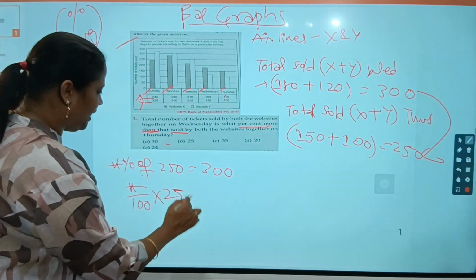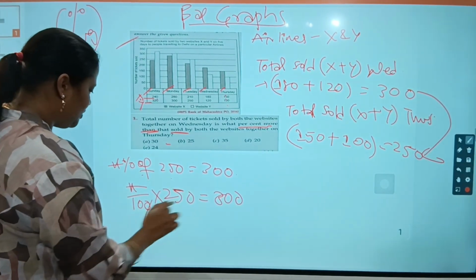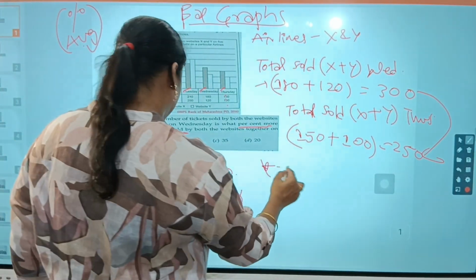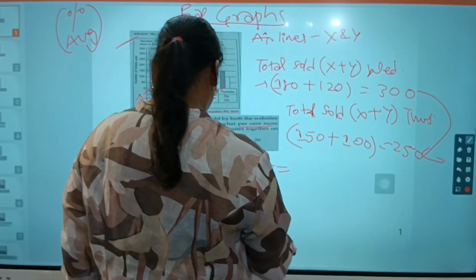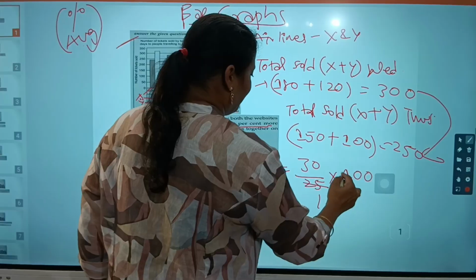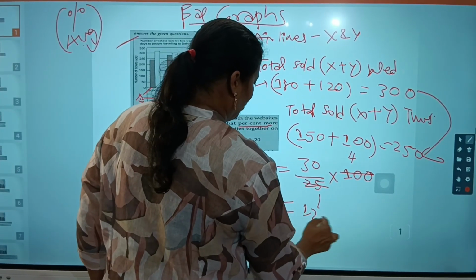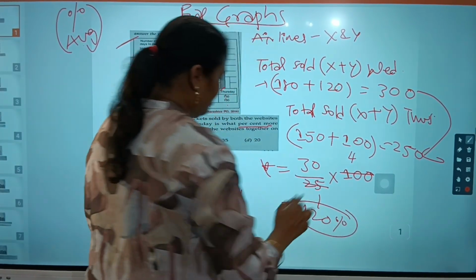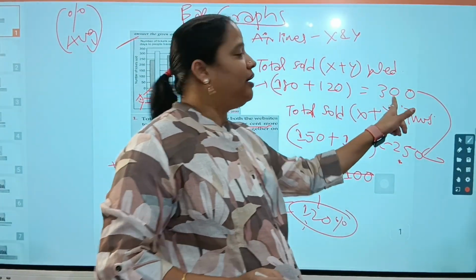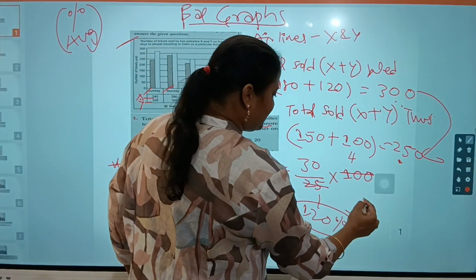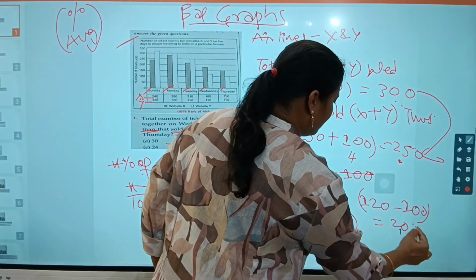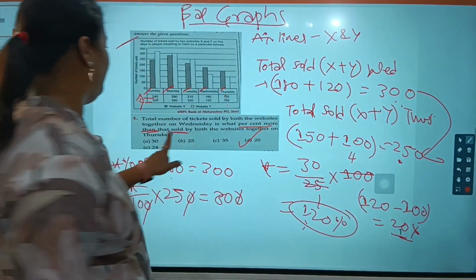X into 250 by 100 equals 300. So the zeros cancel, and X is equal to 300 by 250 into 100, so 25 ones are 25, 25 fours are 100. So 120% is coming, which means 120% of 250 is 300. Now in the exam, how much percent more is it? 120 minus 100 equals 20. So the answer is 20% here.